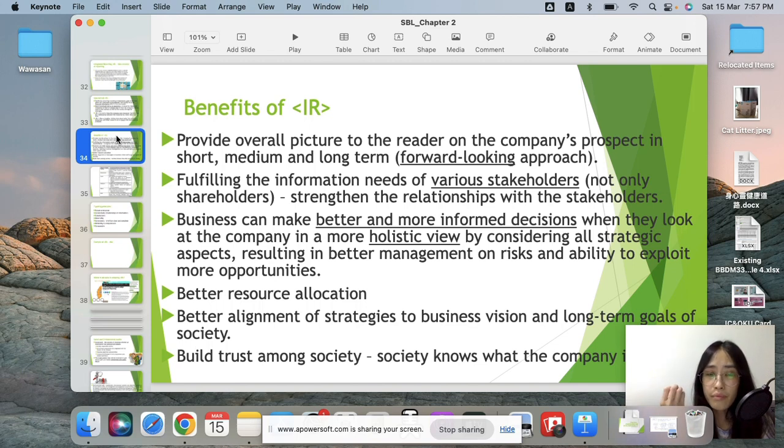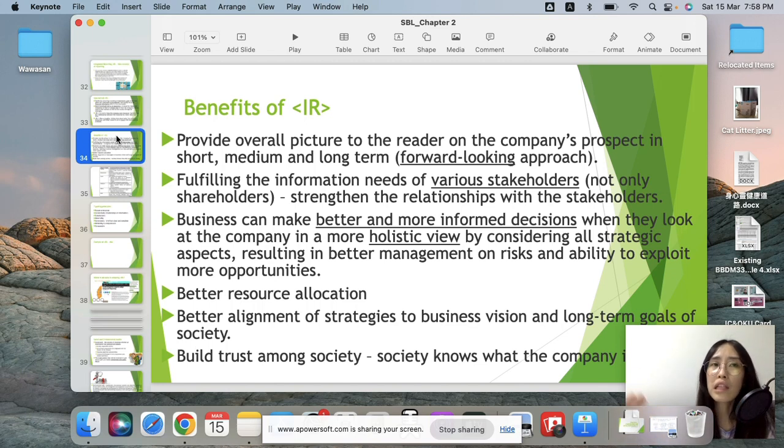Then IR, integrated reporting, will fulfill the information needs of various stakeholders, not only shareholders, not only the financial information needs, but also the non-financial information needs, like how the company contribute to the society, how the company preserve the environment, so how the company build connections, right, with the stakeholders. All this information can satisfy the information needs of various stakeholders.